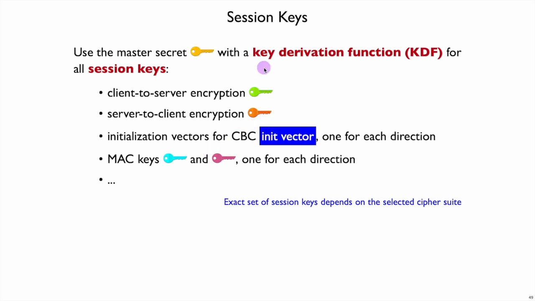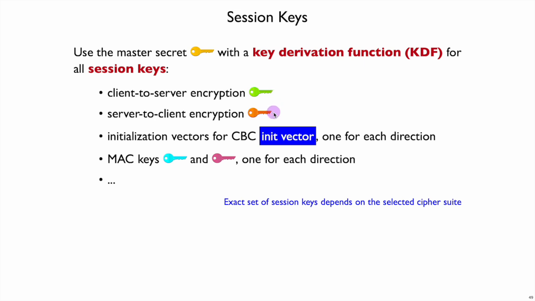So we take the master secret combined with a key derivation function, or a KDF, that's going to generate these different extra keys. The particular key derivation function that's picked is part of the cipher suite that the client offered and the server picked. One of the keys derived from this master secret is going to be something I'm showing as a green key, and the client is going to use that to encrypt any data that it sends to the server.